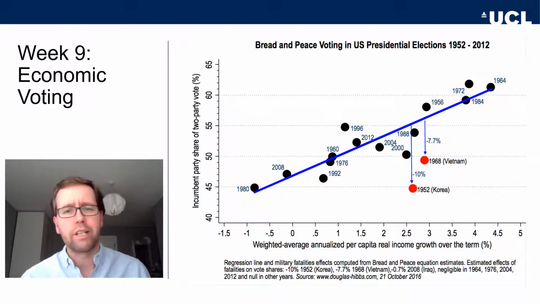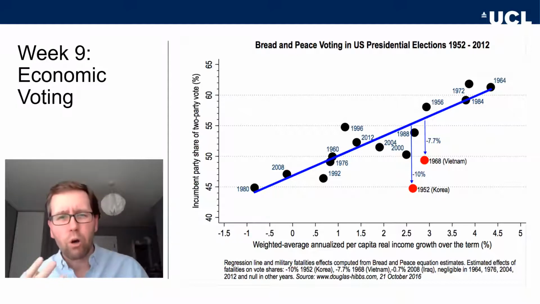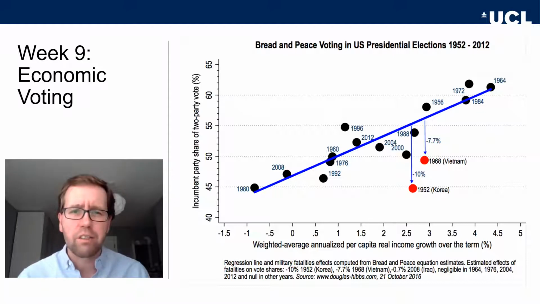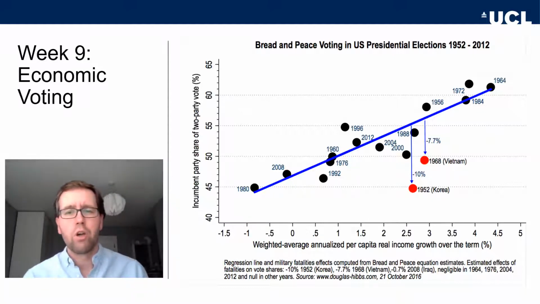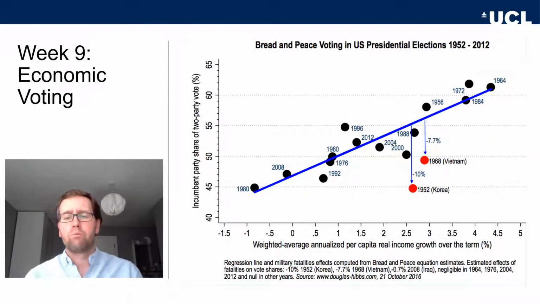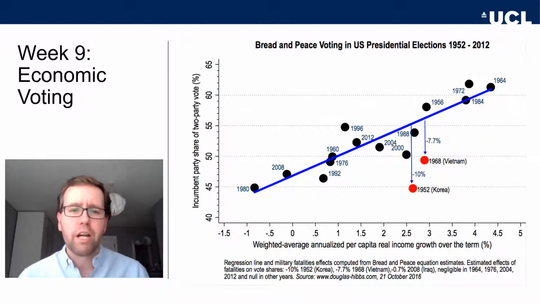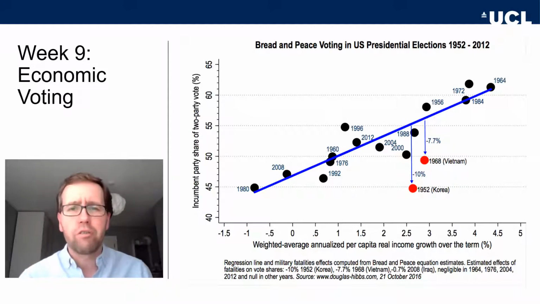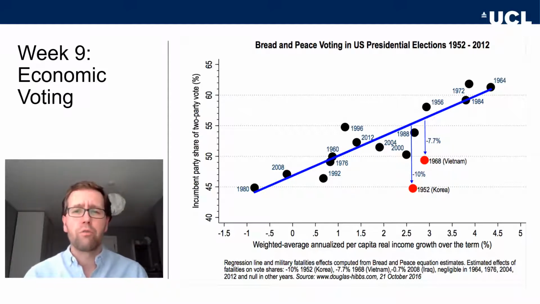So there's a lot of work basically looking at, okay, is it about the whole term, about 4 years, or is it just the last year, the latest information that influences people's choices, but that's not so important ultimately for us. But basically we have a measure of economic performance on the x-axis, income growth, and we have the incumbent party's vote share of the two-party vote on the y-axis. And we get this really, really strong relationship. So this is all American presidential elections from 1952 to 2012.